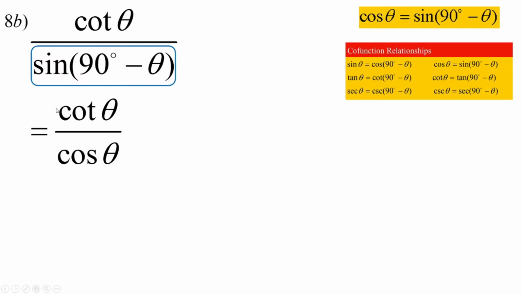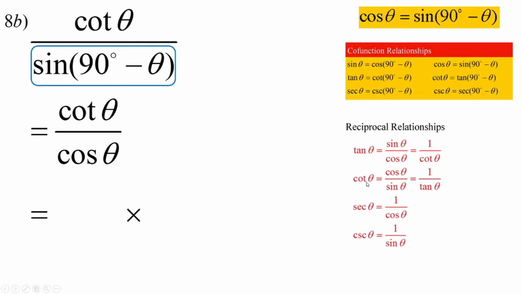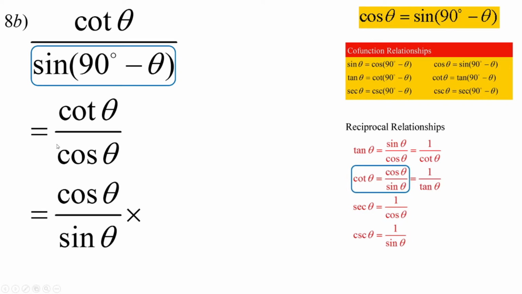And now, let's use reciprocal relationships to rewrite cotangent in terms of sine and cosine. And instead of dividing by cosine, I'm going to multiply by the reciprocal of cosine. And let me show you that in a second. But first, let's talk about cotangent of theta with our reciprocal relationships. And of course, cotangent of theta is cosine of theta over sine of theta. So there we have it. And we're dividing by cosine of theta, which is the same thing as multiplying by 1 over cosine of theta.